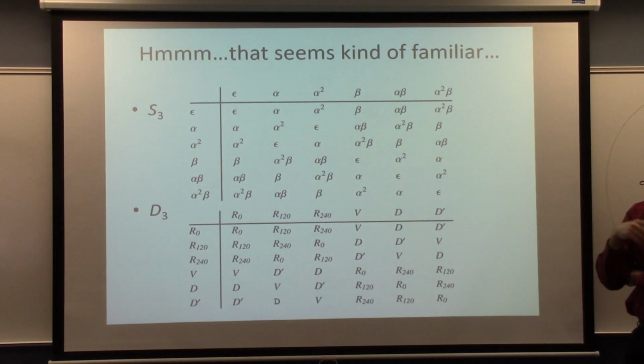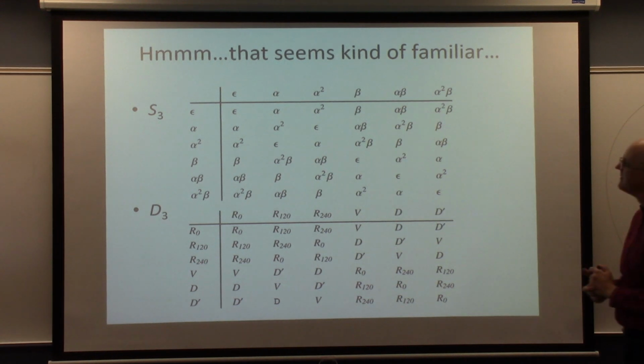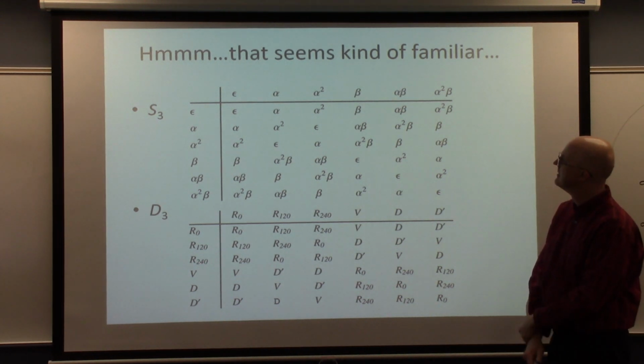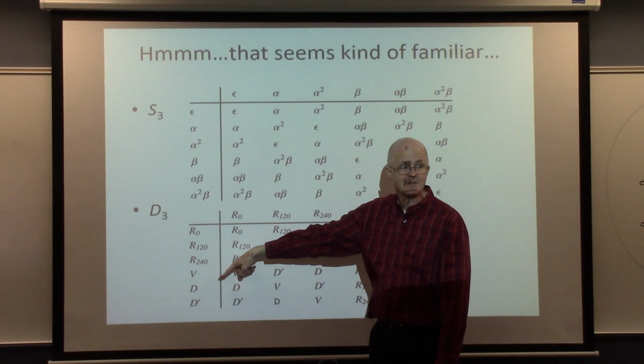Epsilon plays the role of R0. Alpha plays the role of R120. Alpha squared plays the role of R240.